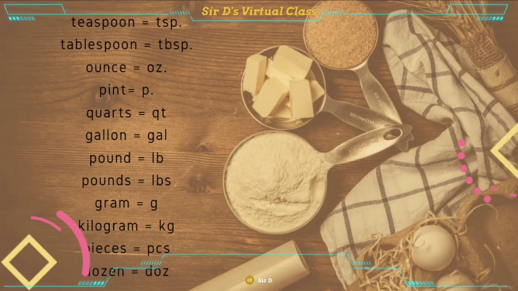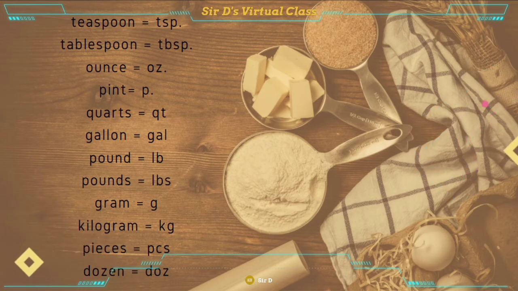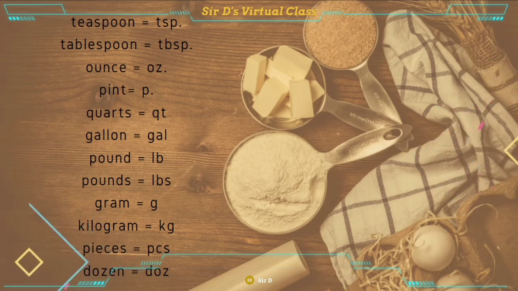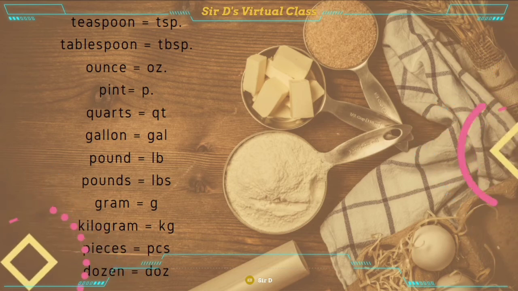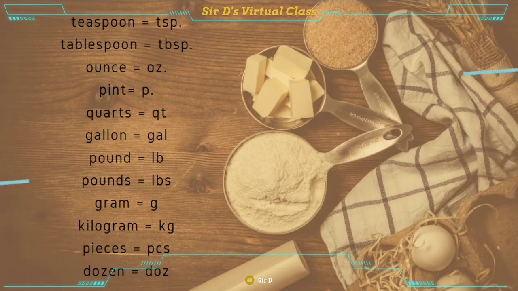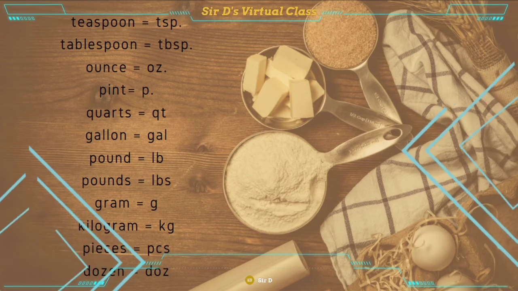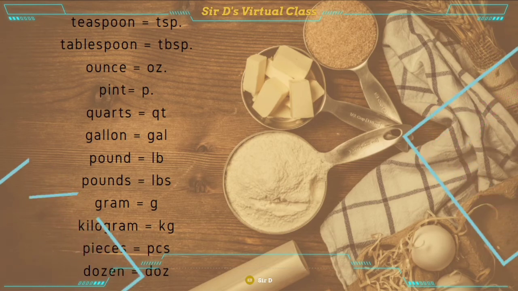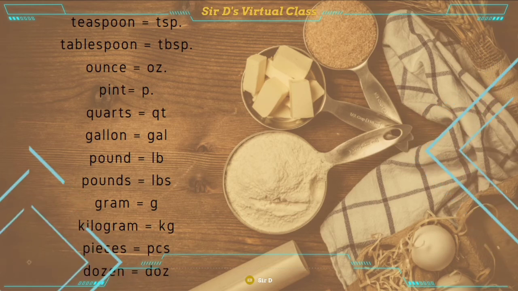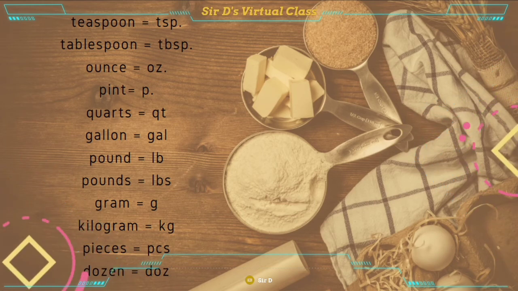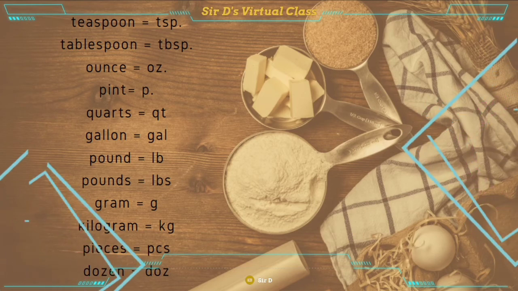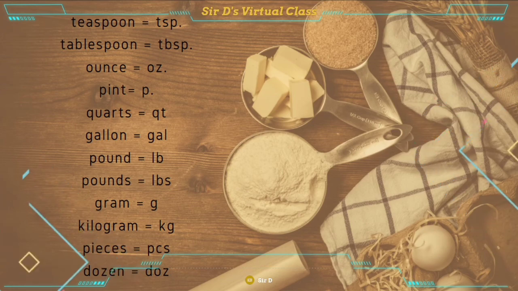Teaspoon is TSP. Tablespoon is TBSP. Ounce is read as OZ. Pint as P. Quarts as QT. Gallon as gal. Pound as LB. Pounds LBS. Gram G. Kilogram KG. Pieces PCS. Dozen DOZ.